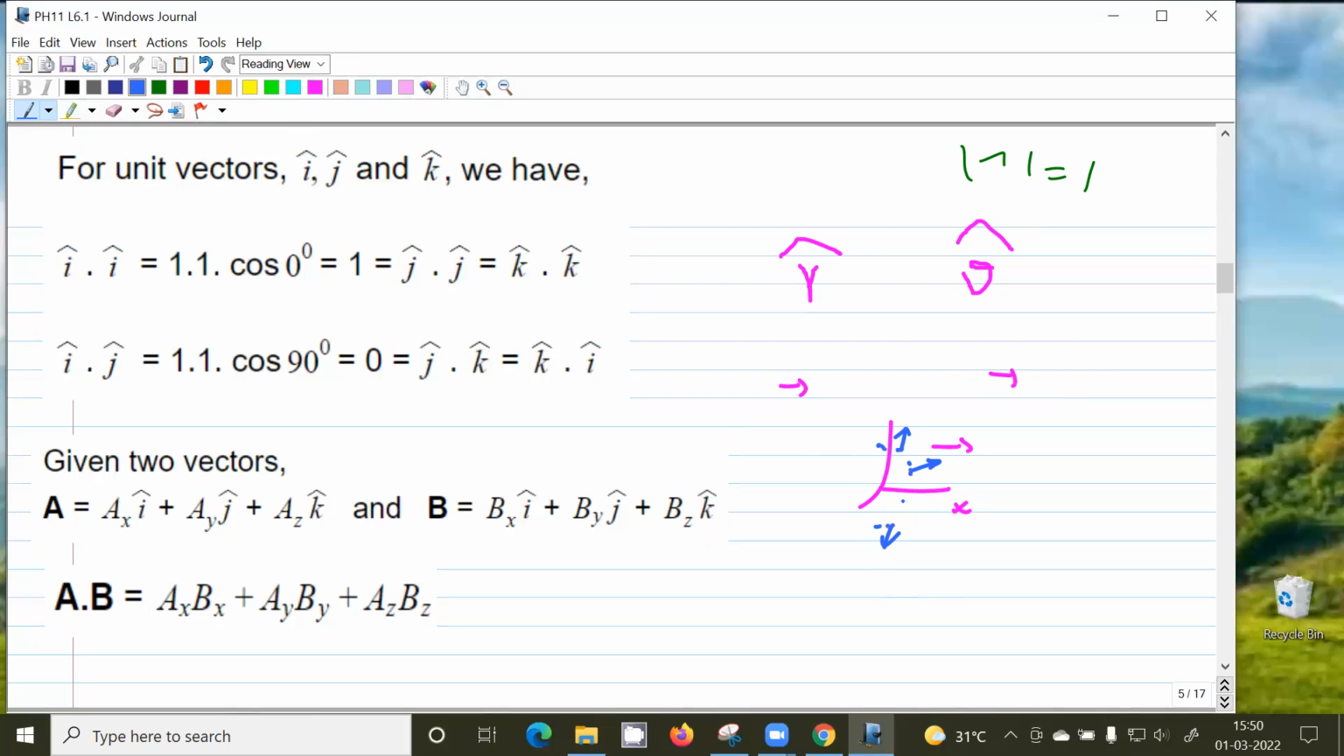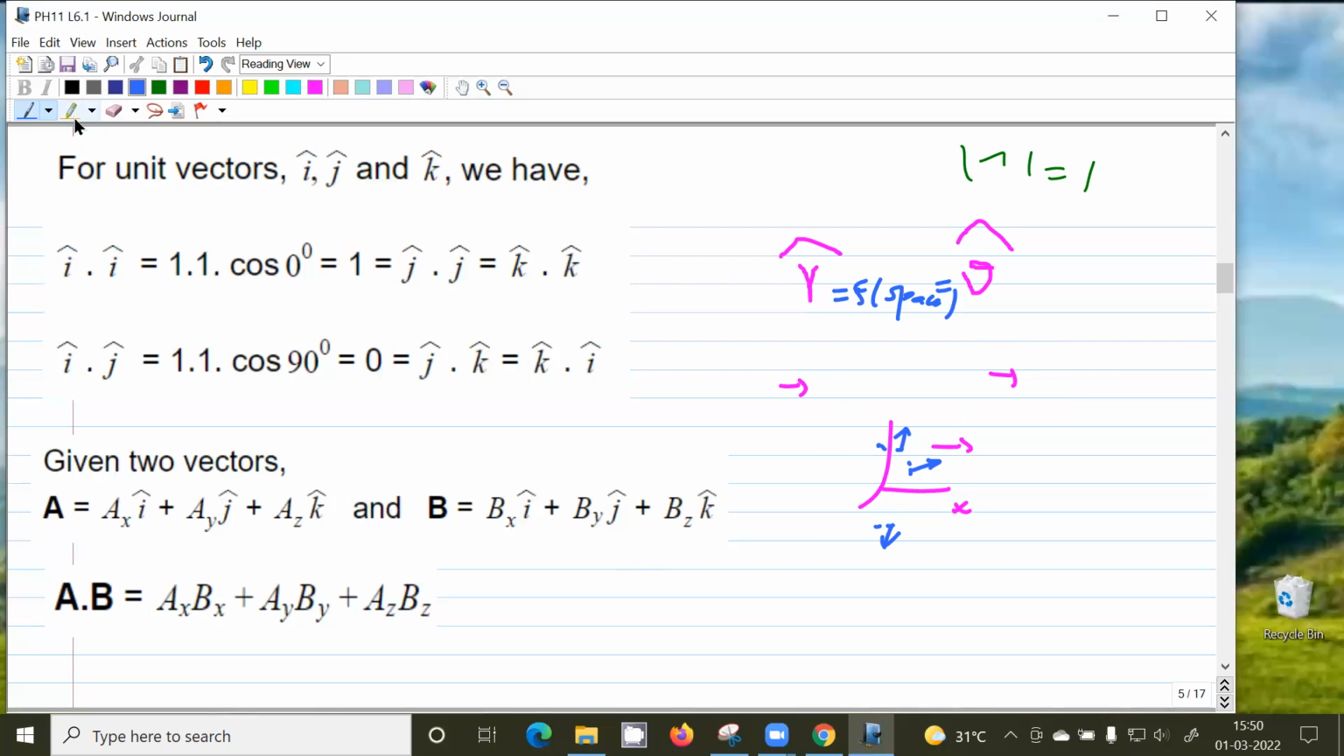So r cap and theta cap vectors are a function of space. Both will change from point to point. But i cap is not like that. i cap, j cap, k cap are always the same. Same in the sense it's a parallel transport. This is parallel to this one. But r cap, as you move from point to point in space, the direction will change.